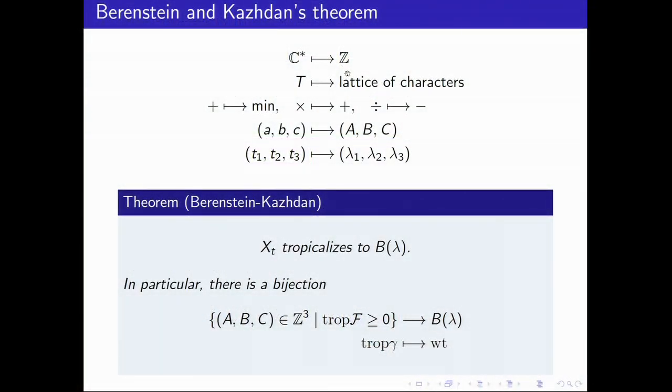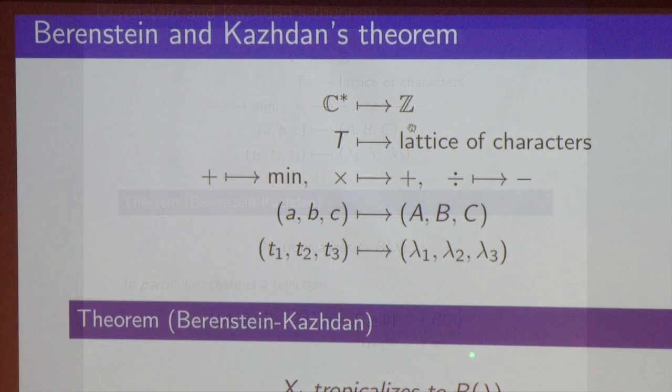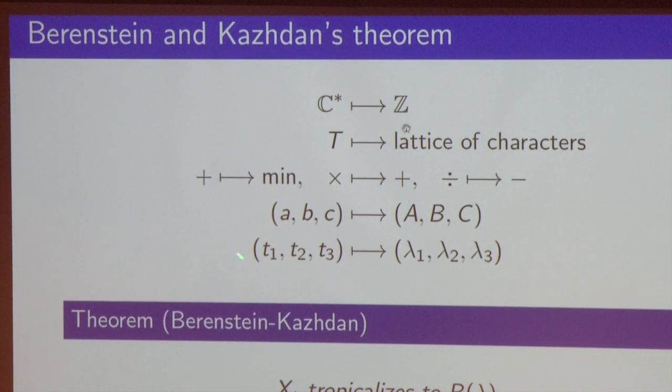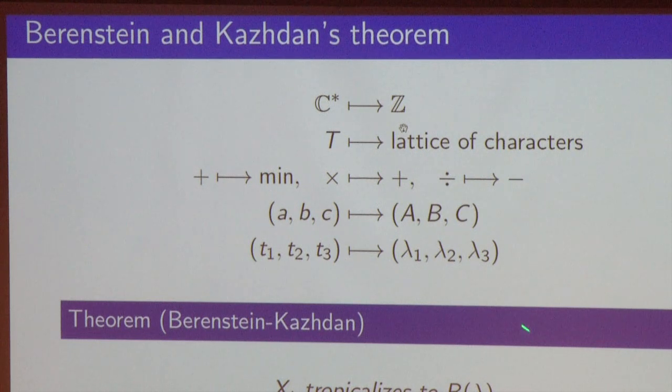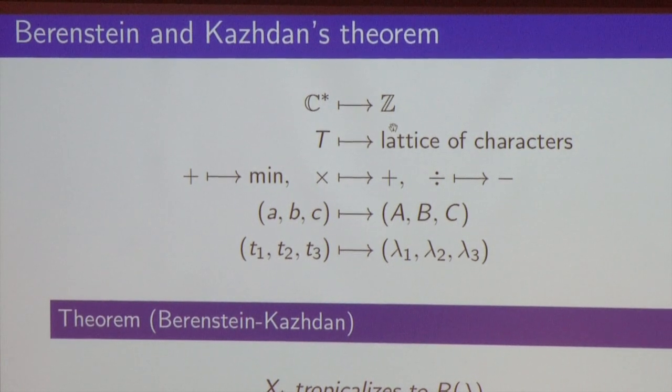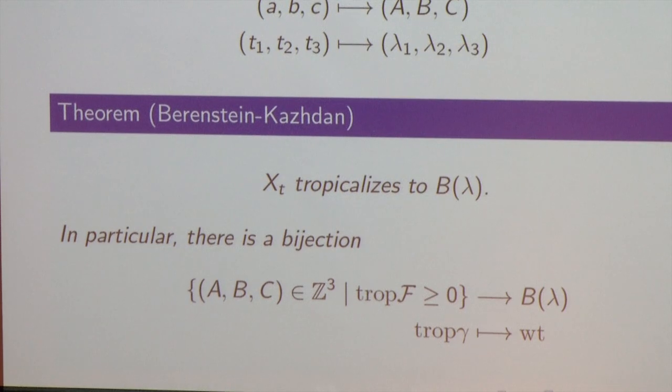So what is the set on the left? Over here is the dictionary of what tropicalization means. I replace C star with the integers, or a torus with its lattice of characters, and any birational formulae with no minus signs I apply this operation to. To be careful with my coordinates, I parameterized things with a, b, and c, which were entries in C star. Previously, I'll use capital letters to denote the tropical version of them, which are now integers lying in a lattice. My entries of the torus element, T1, T2, T3, will become lambda 1, lambda 2, lambda 3, which are integers. Okay, so the most basic claim of Berenstein and Kazhdan is that there's a bijection between this set and the crystal graph. So what is the set?